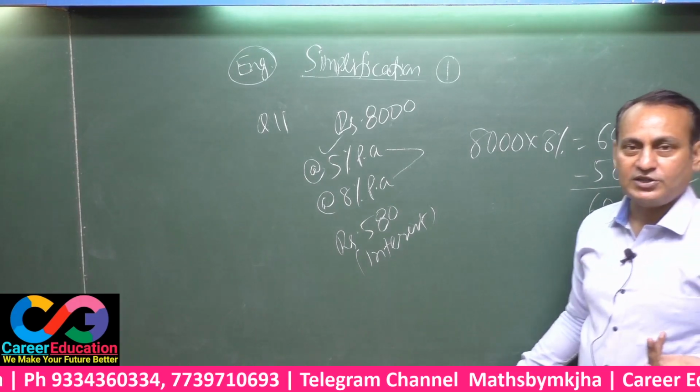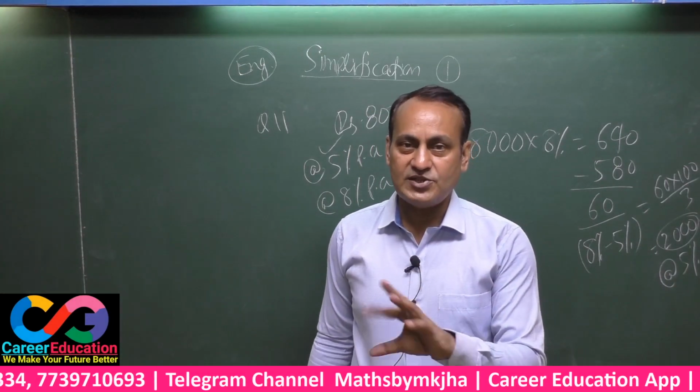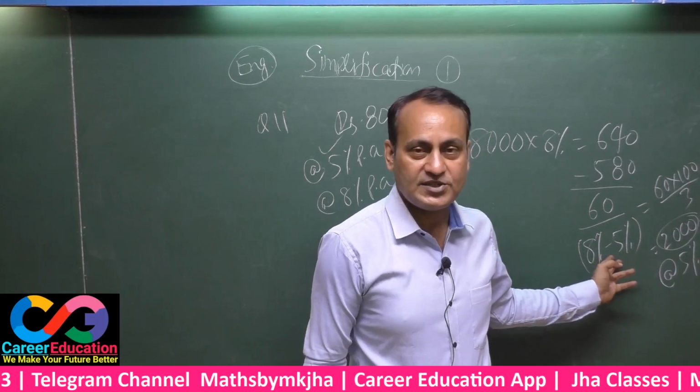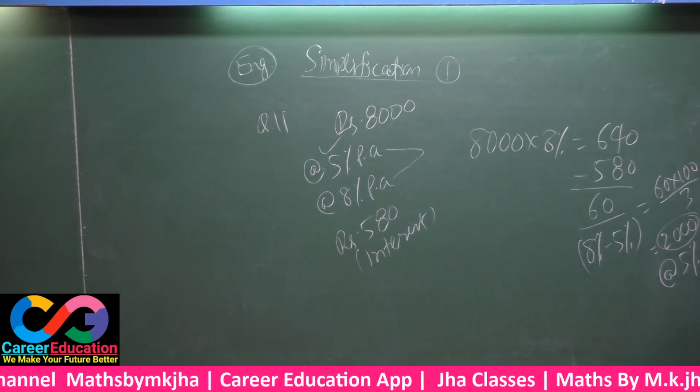That means you have to get the difference, that is 60 here. 60 must be divided by the difference of the percent. That means 8% minus 5%, that is 3%, and you got the answer 2,000 rupees. Next.